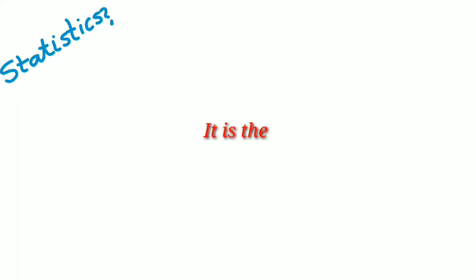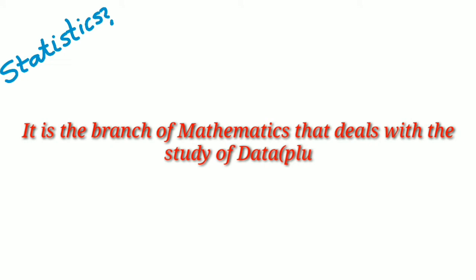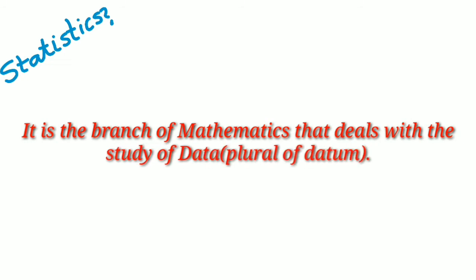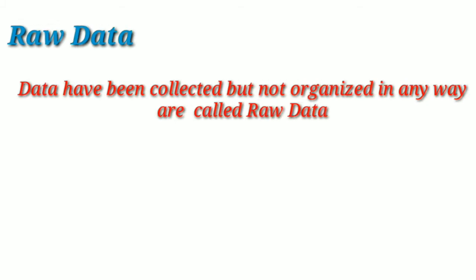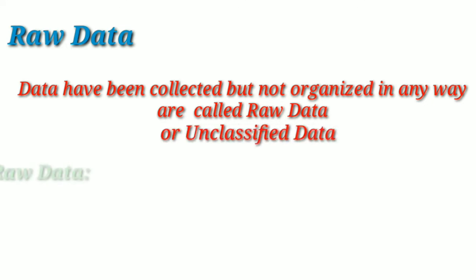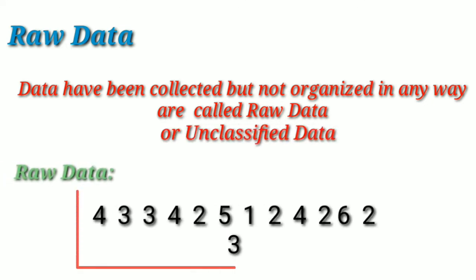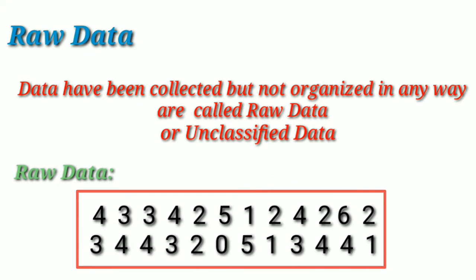Children, what is statistics? It is the branch of mathematics that deals with the study of data, plural of datum. Data means numerical information. Here we have learned that the data that have been collected but not organized in any way are called raw data or unclassified data. For example, look at this example. Here the data is not in proper order.